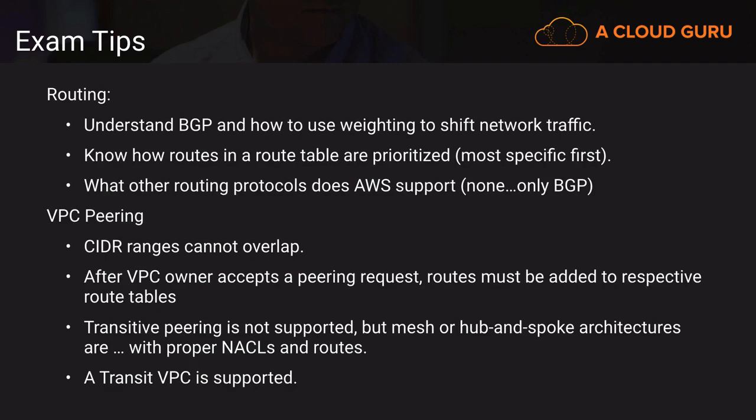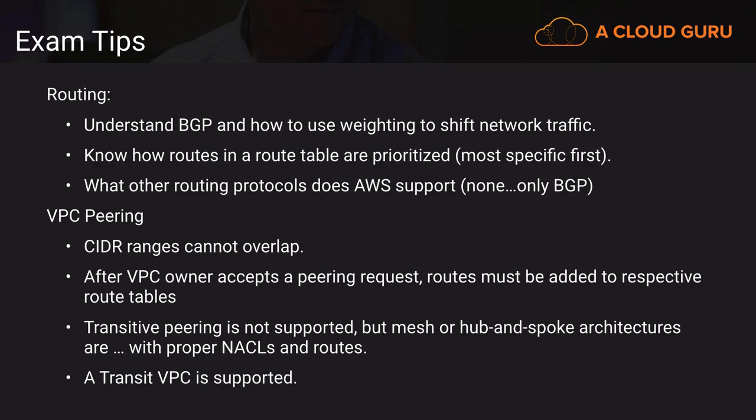For routing, you should understand BGP and how to use weighting to shift network traffic around, and know how routes in a routing table are prioritized, and it's the most specific first. And what other routing protocols does AWS support? None. Only BGP. Your only other choice there is static routes. For VPC peering, just know that your CIDR ranges cannot overlap. And after the VPC owner accepts the peering request, routes must be added to the respective route tables.